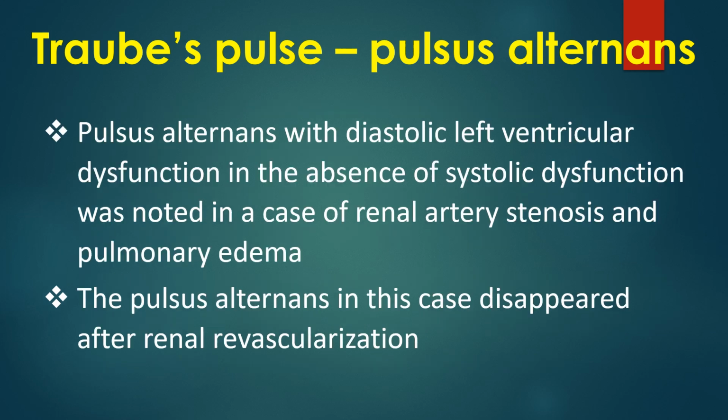Pulsus alternans with diastolic left ventricular dysfunction in the absence of systolic dysfunction was noted in a case of renal artery stenosis and pulmonary edema. The pulsus alternans in this case disappeared after renal revascularization.